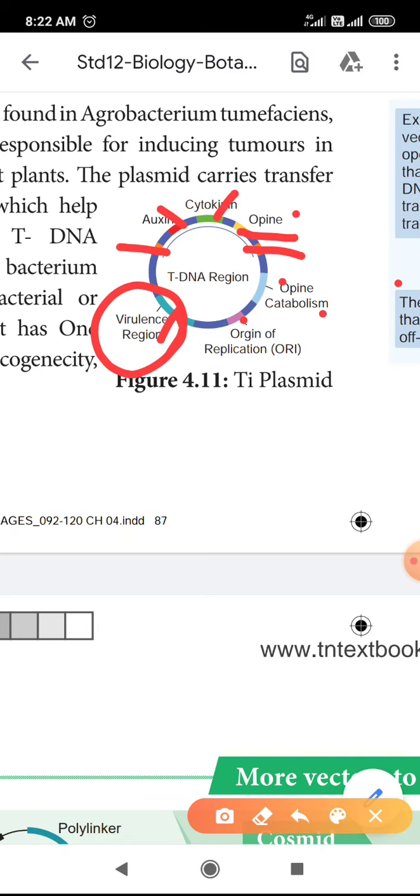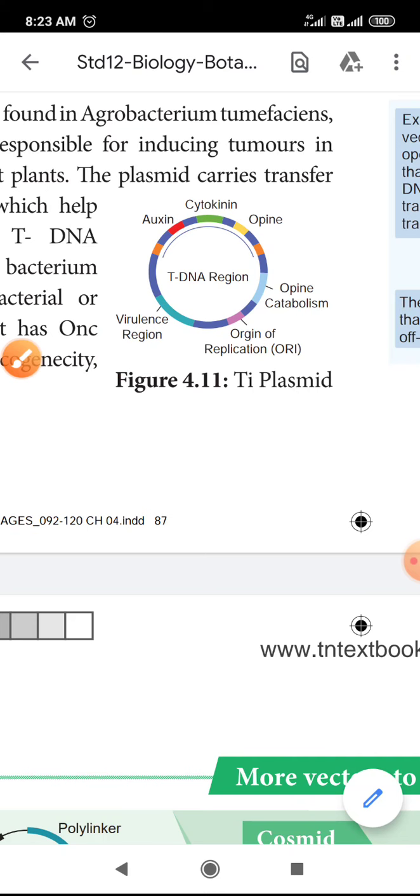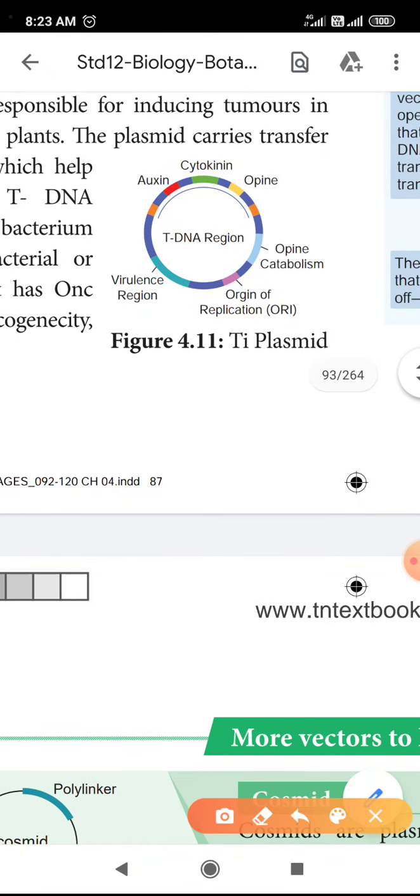It has the genes for auxin and cytokinin. We know the role of auxin and cytokinin: auxin for cell elongation, and cytokinin for cell division. So if the auxin gene is present, the plant will grow enormously. Cytokinin will induce cell division.